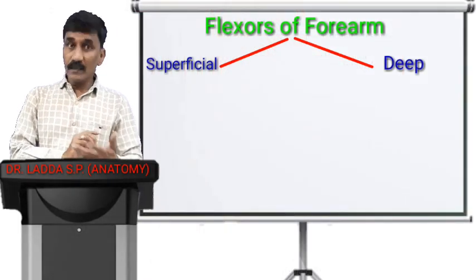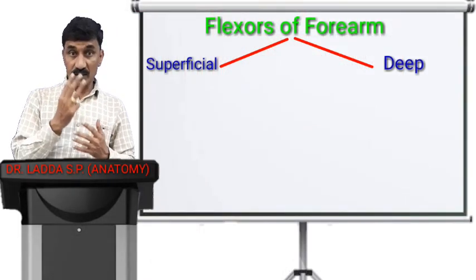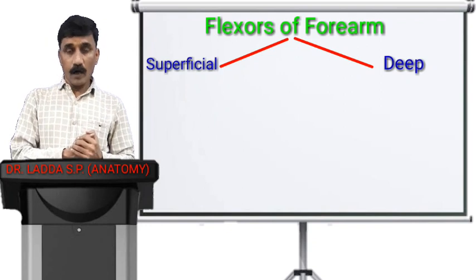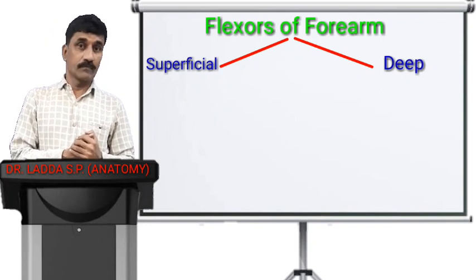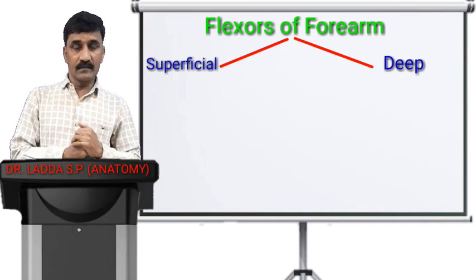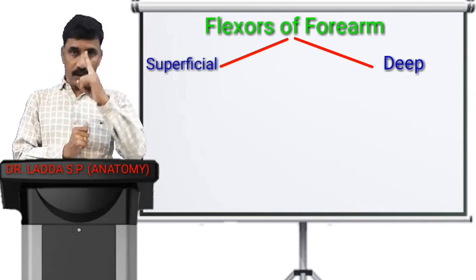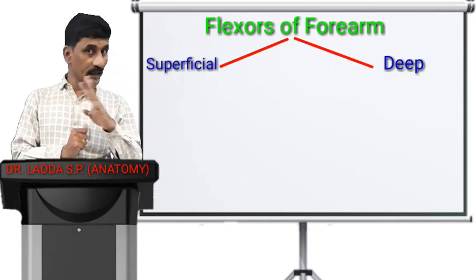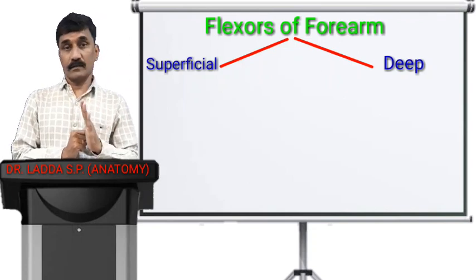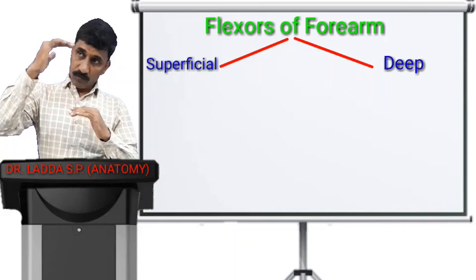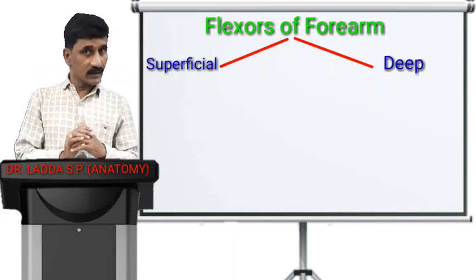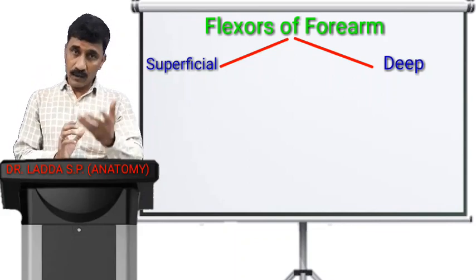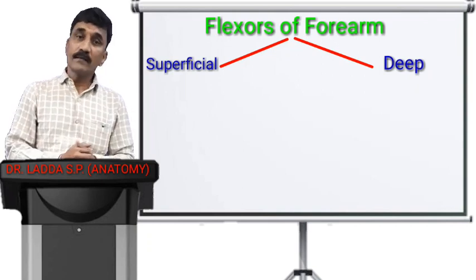Now there are deep muscles. There are 3 deep muscles of the flexor compartment of the forearm. Among these 3 deep muscles, again one muscle is supplied by ulnar, and the remaining 2 are supplied by median. So one superficial and one deep is supplied by ulnar. Now what are those deep muscles?